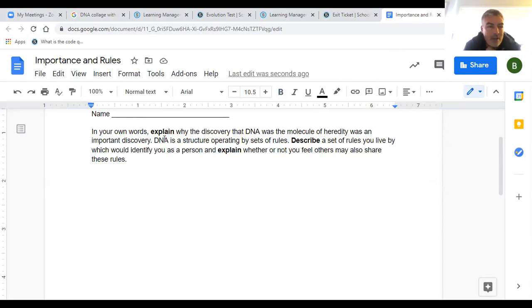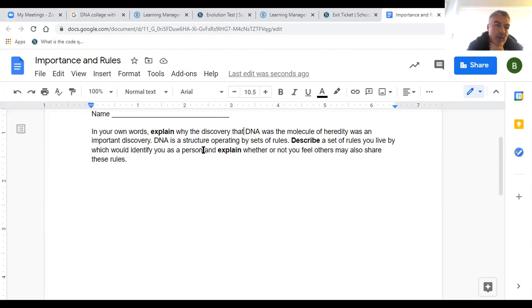That's it. I just really want to know, why do you think it's important? And it is important. So why was it important that they knew the difference between protein and DNA? DNA is a structure operating by a set of rules. Yeah. Describe a set of rules that you live by, which would identify you as a person. So DNA operates by a set of rules and identifies an organism as to what it is. But what rules would identify you as a person, like individually, and maybe even as a group?